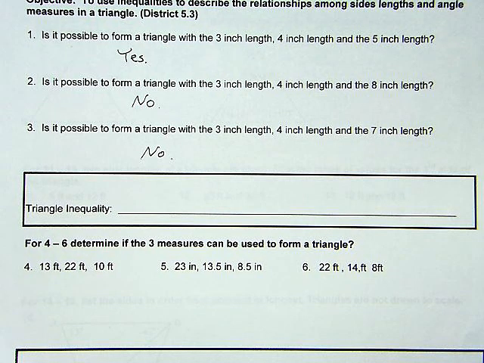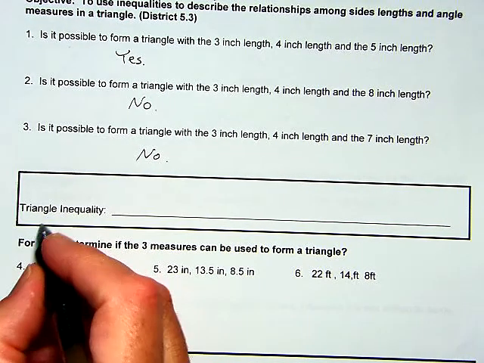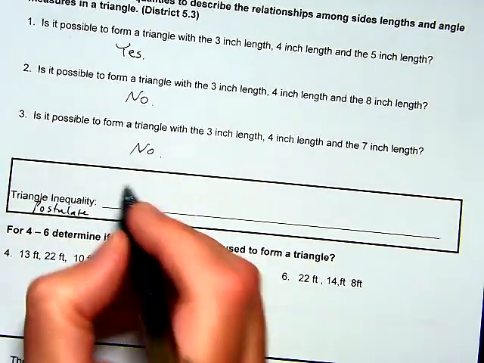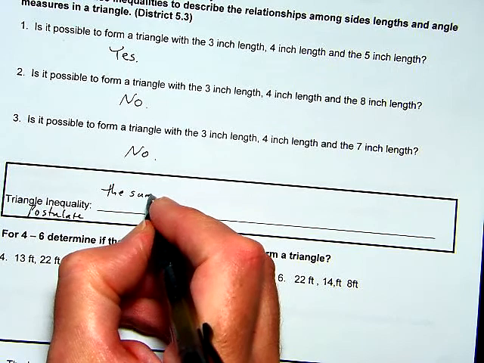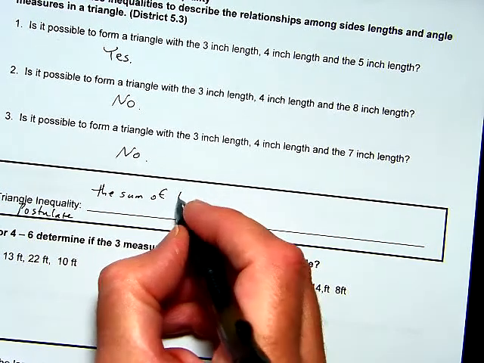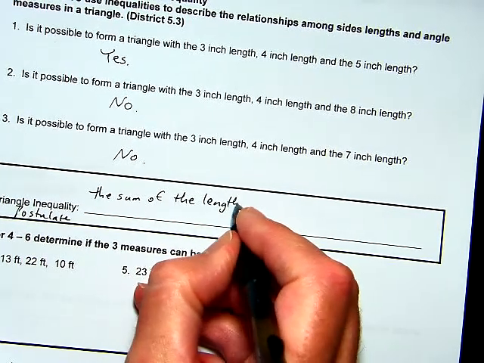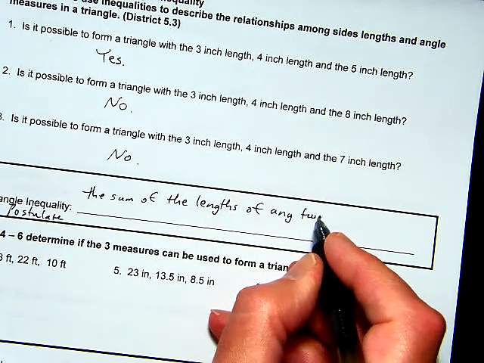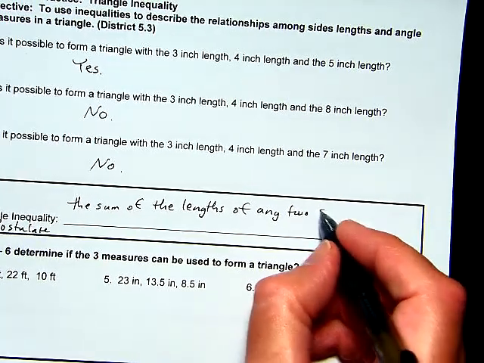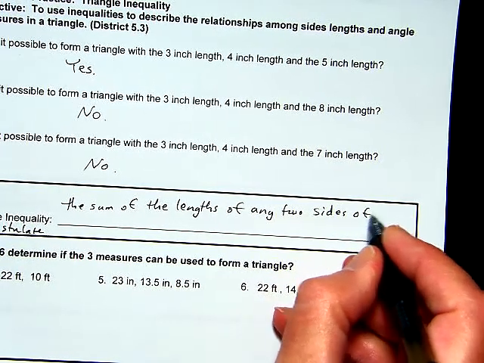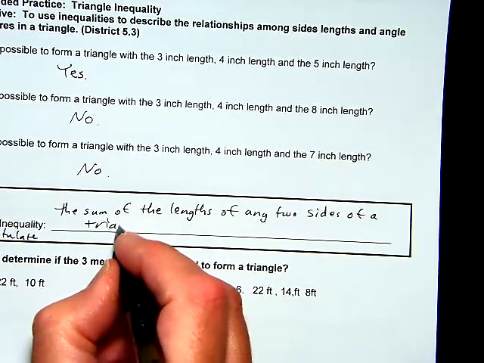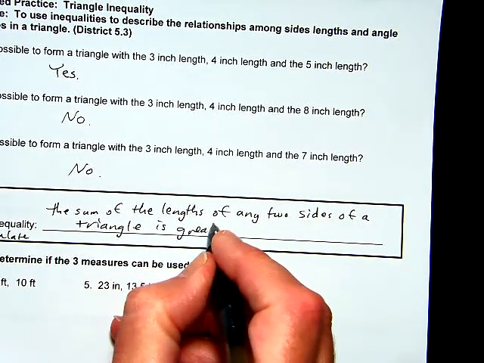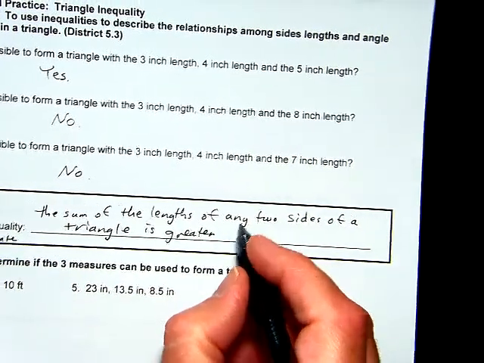So, what we call the triangle inequality postulate states that the sum of the lengths of any two sides of a triangle is greater than the length of the third side.